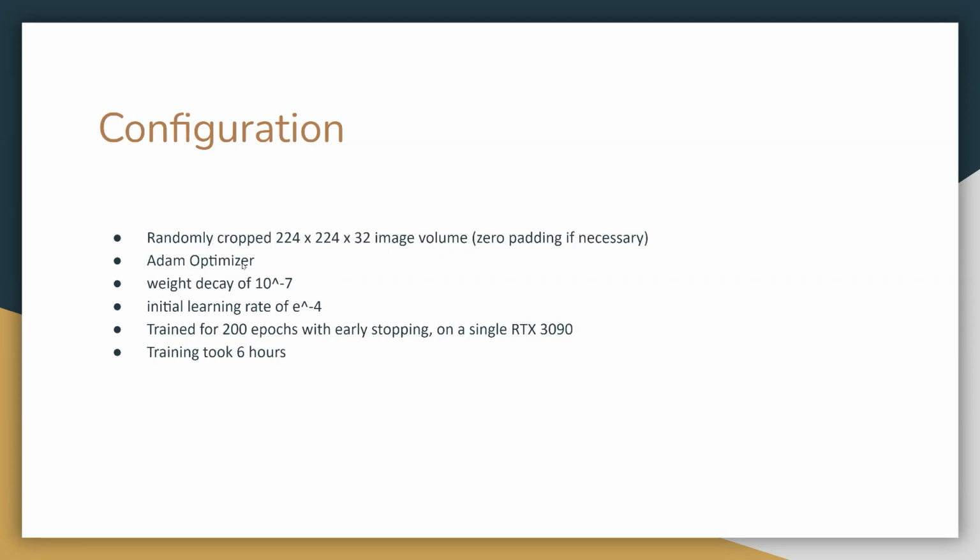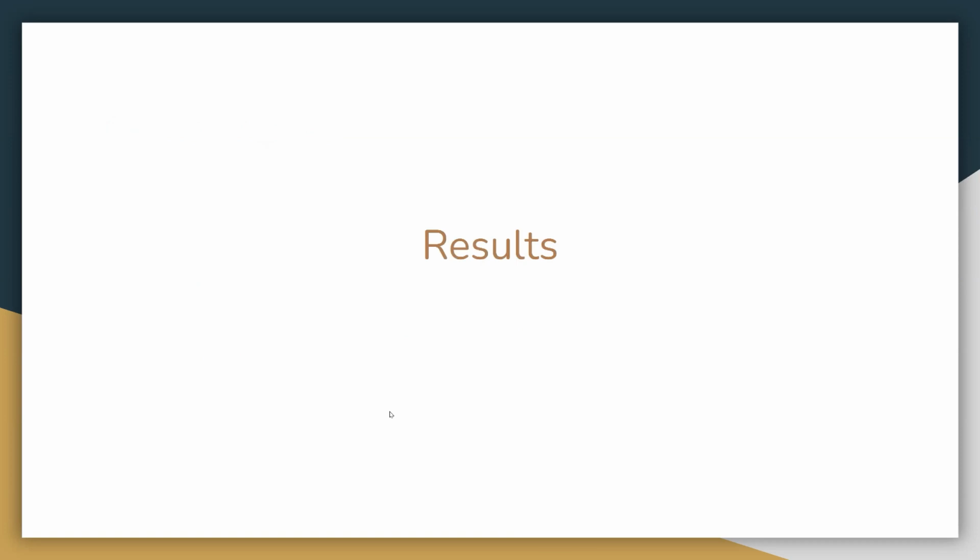For an optimizer, they use Adam. They used weight decay of 10 to the -7, initial learning rate of e to the -4. Training took 6 hours over 200 epochs on 130/90. So it actually doesn't take that long to train, which I thought was pretty cool.